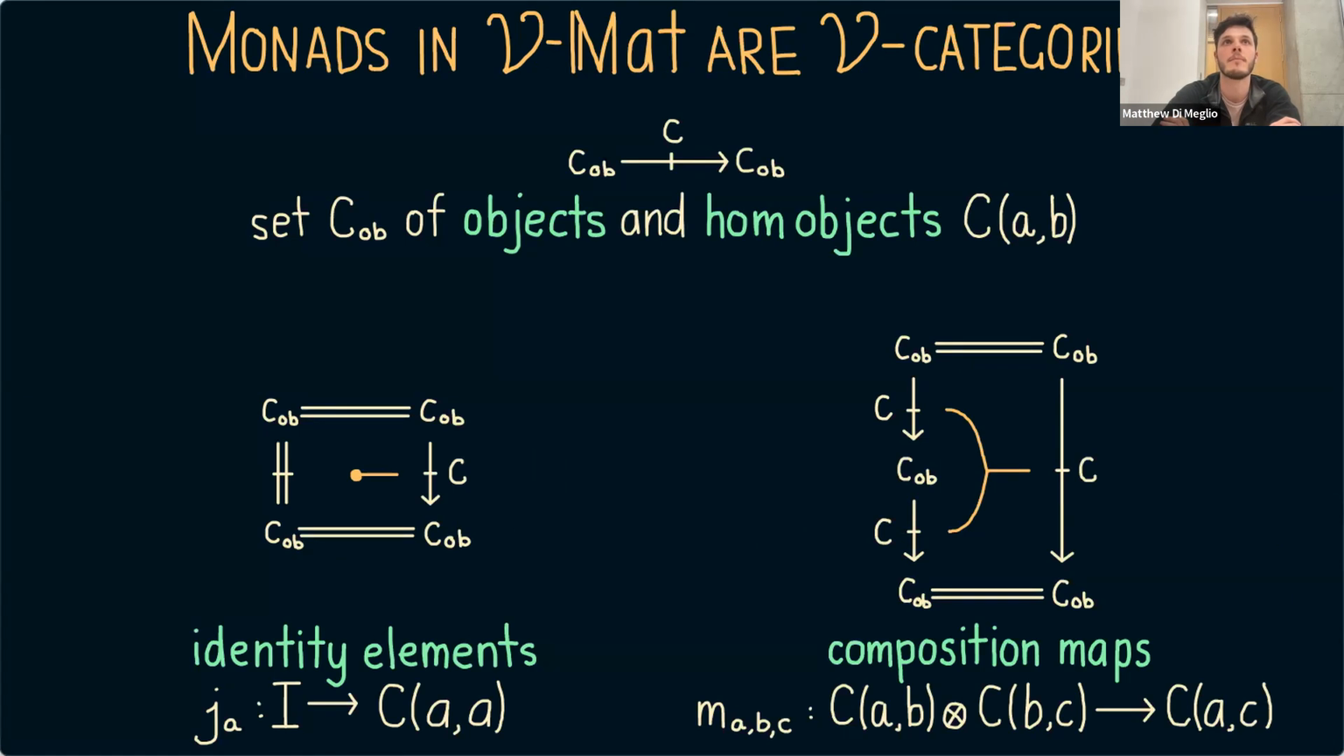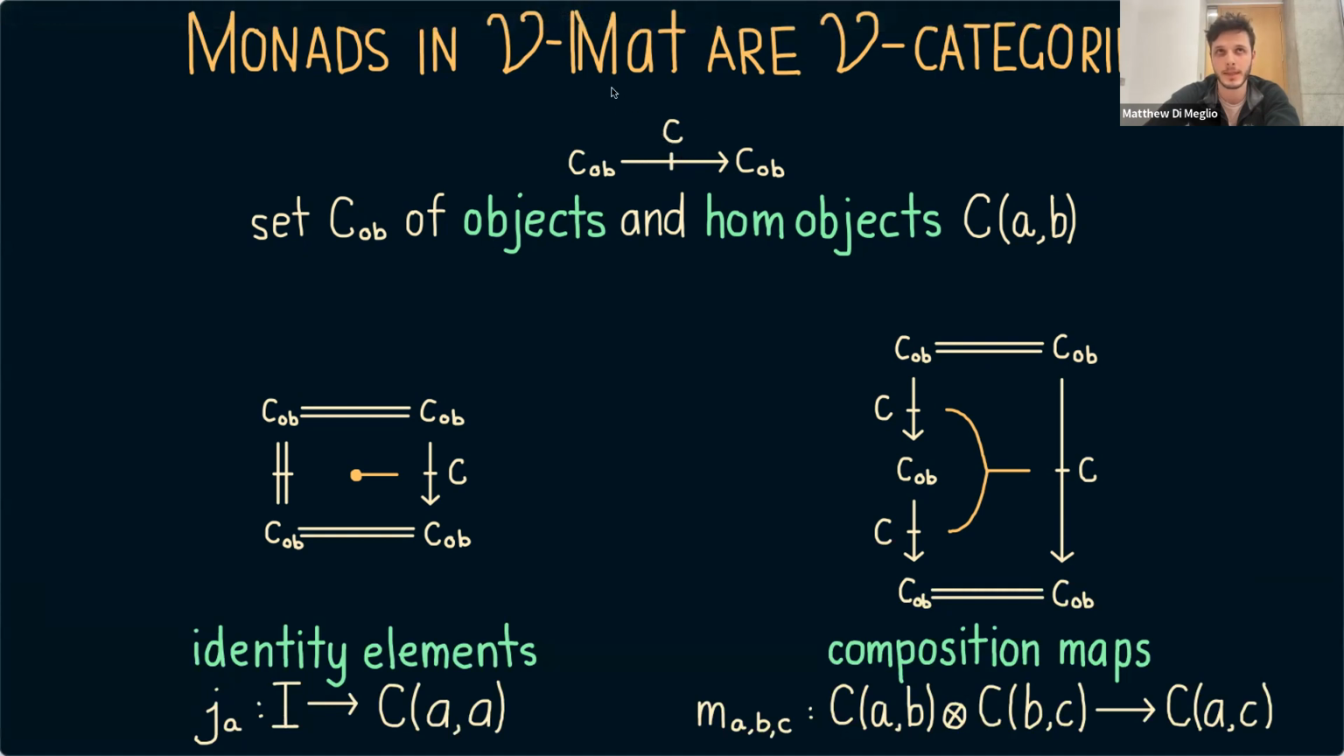And so monads in VMAT turn out to be V-enriched categories. So how does this work? Well, remember, a monad is an endo-pro-arrow. So it consists of an object of the double category. So an object of VMAT is a set. So this is going to be the set of objects, and an endo pro-arrow on that object.